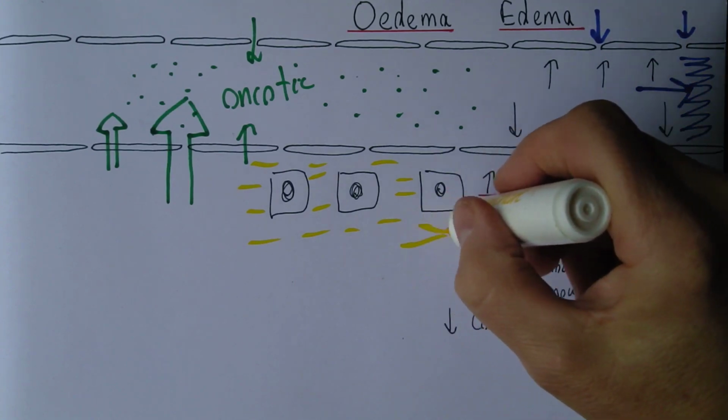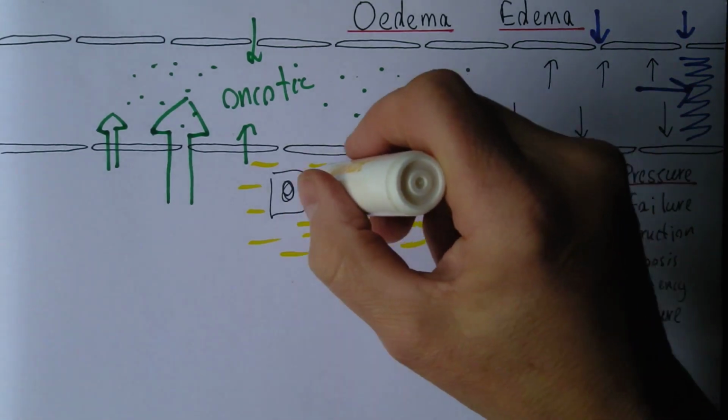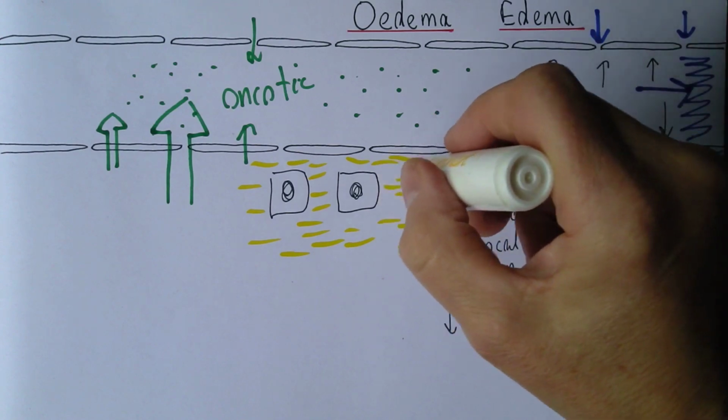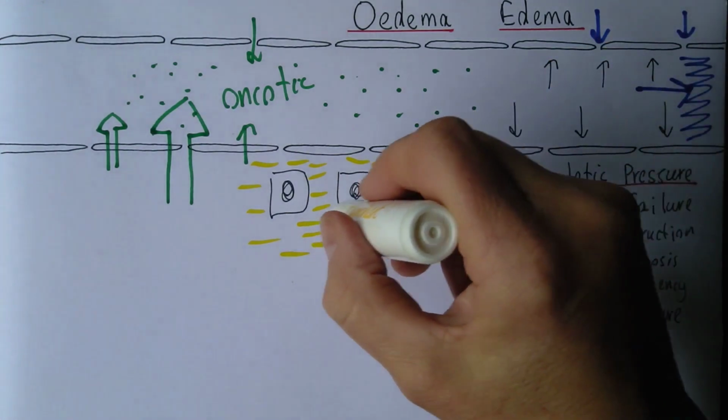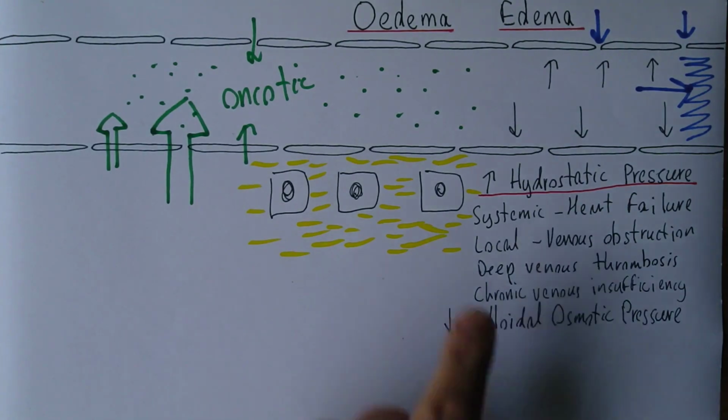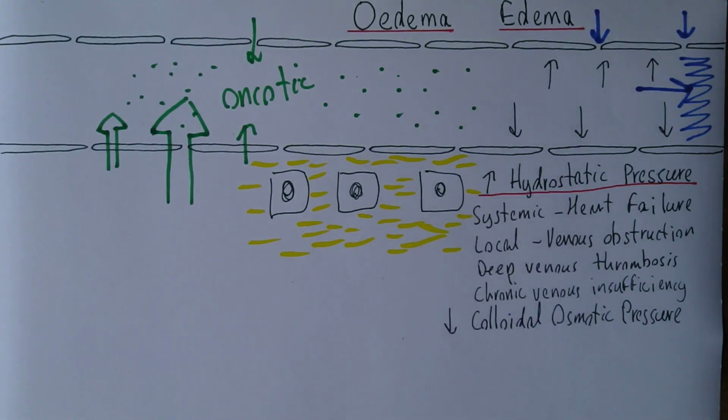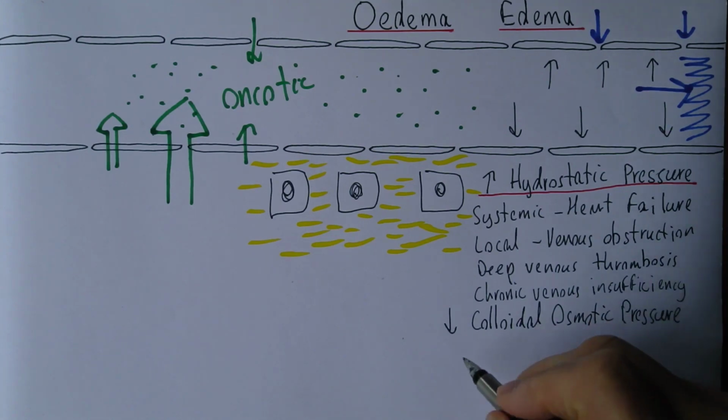So the increased hydrostatic pressure inside will cause the accumulation of tissue fluid, that is edema. And the reduced internal osmotic oncotic pressure sucking the fluid back in will also lead to this as well. So this could be caused by malnutrition.